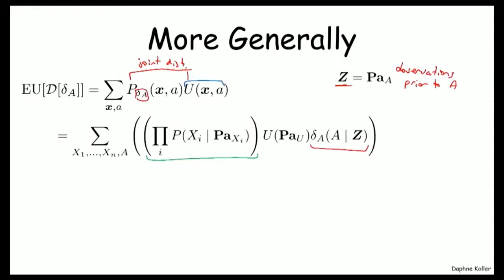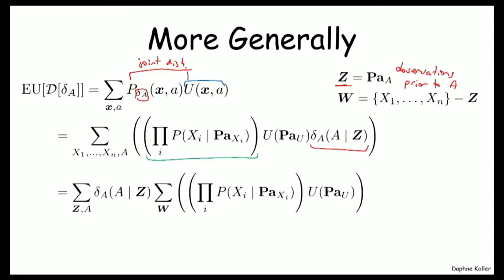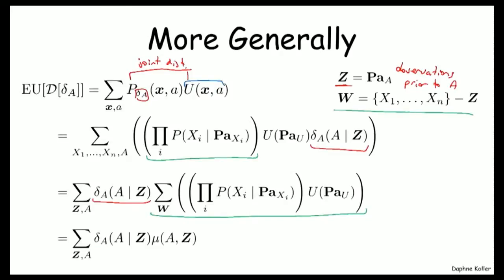So we can do the exact same moving in of factors inside and outside of the summation, and we're going to marginalize out everything except the variables that appear in this factor delta A, so everything except A and its parent Z, and we're going to sum out all of the remaining variables, which for simplicity we're going to denote W. So this is summing over all variables other than A and Z of this product of factors, including the utility factor. And so we're going to get a utility factor just as we did before, which is a function of A and its parents.